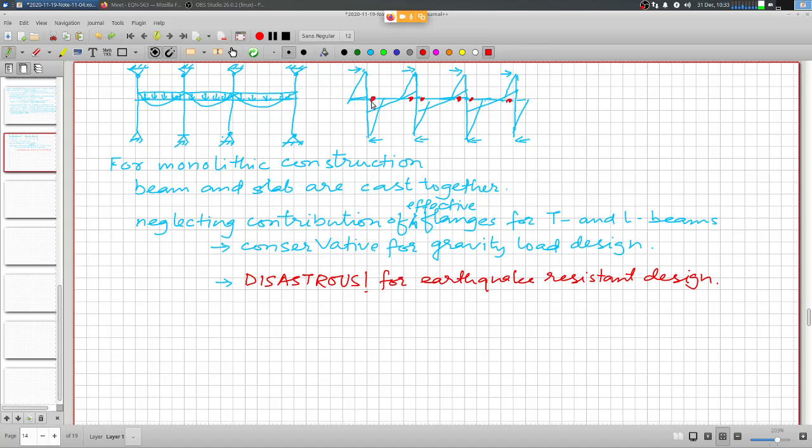And then obviously it ends up being a doubly reinforced section.